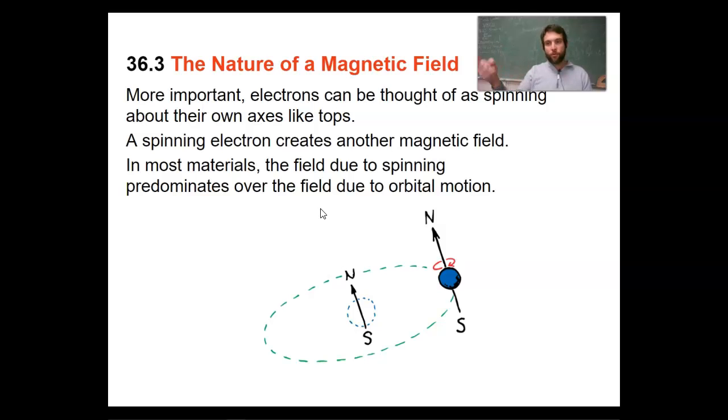So while it's revolving, it's also rotating, kind of like the Earth around the sun, right? It's doing one of these. But because the spinning, the rotating, the days are so much greater and happen more often, this matters more than the electron going around the nucleus.